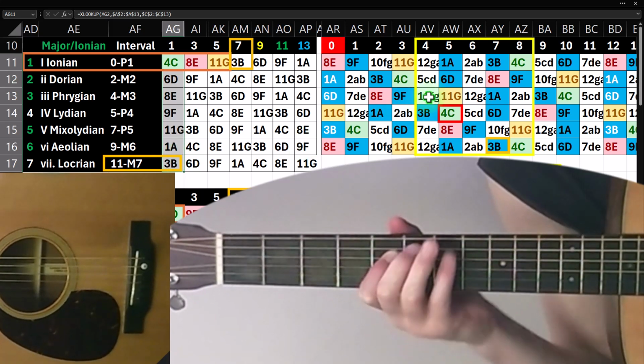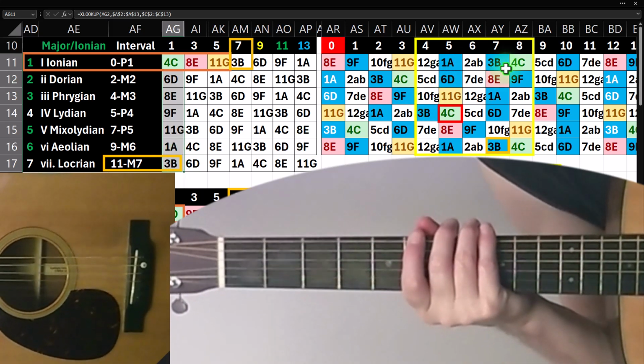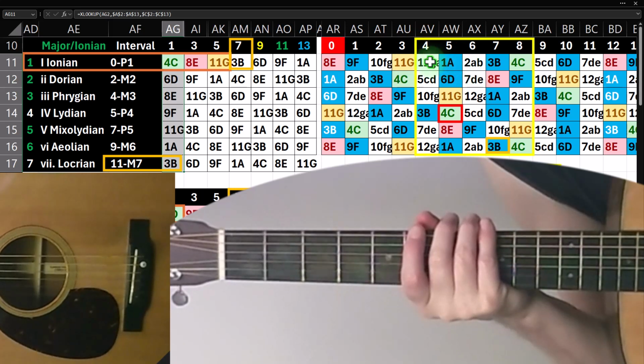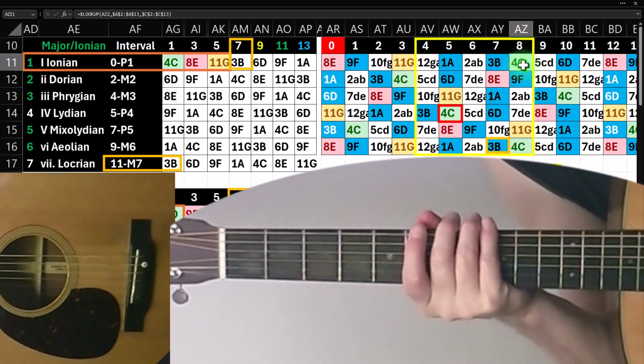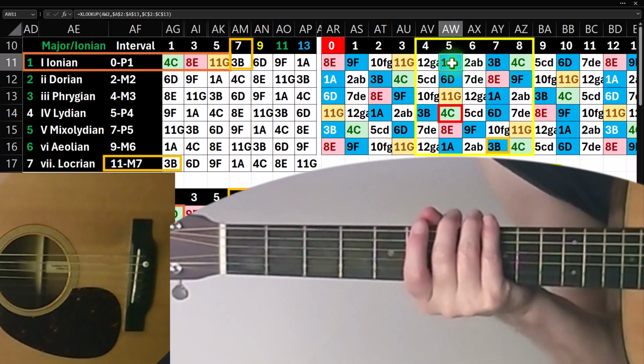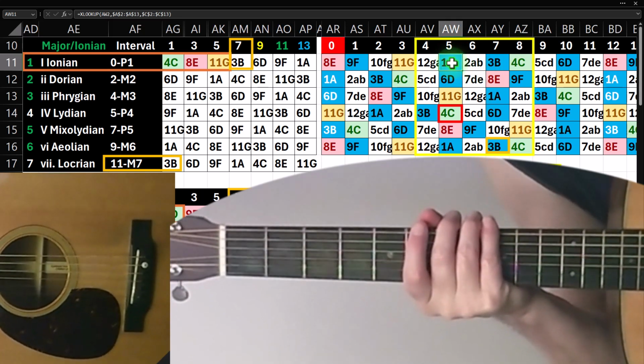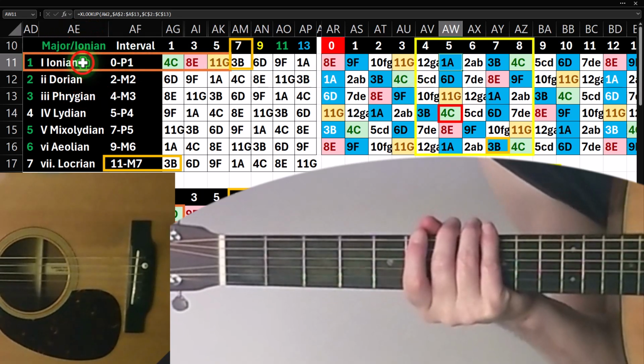So the idea would be that we can build this shape multiple ways. We can learn the shape, and I can just say, okay, this shape happens to be a C. There's the C within this shape. Here's the minor note. I can start to memorize the relative positions within the shape for each of the modes.